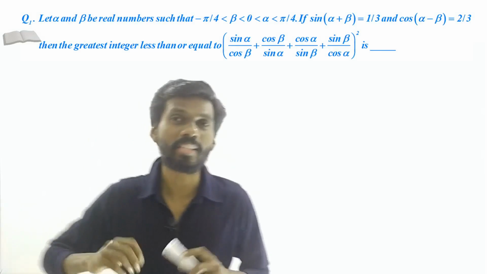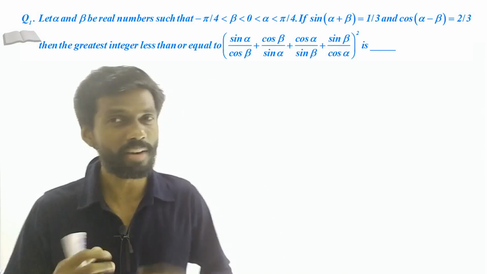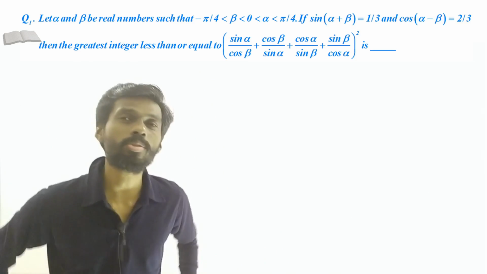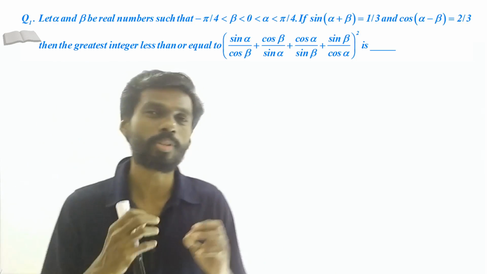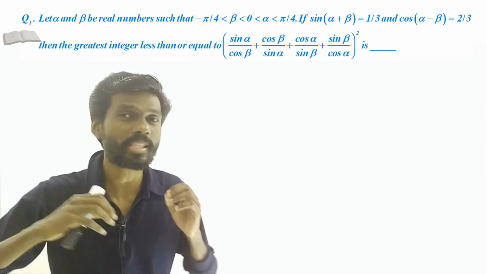This is a question on basic trigonometry, right? We are given the value of sine alpha plus beta, cos alpha minus beta. Using that, we have to find the value of this long expression, right? So sine alpha by cos beta plus cos beta by sine alpha plus etc. So let's simplify this term.